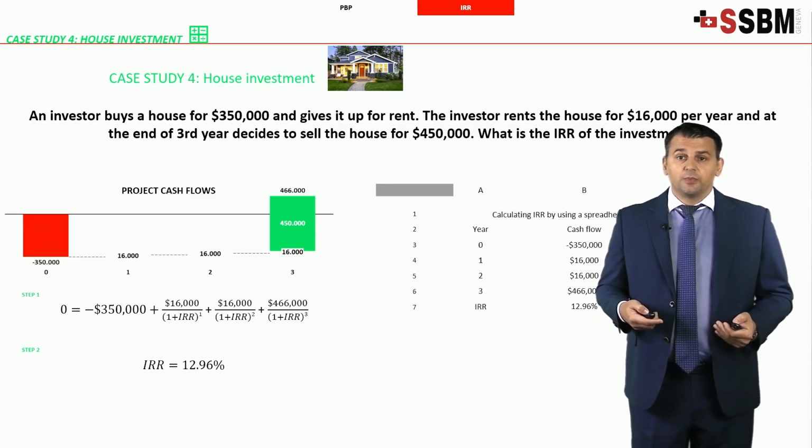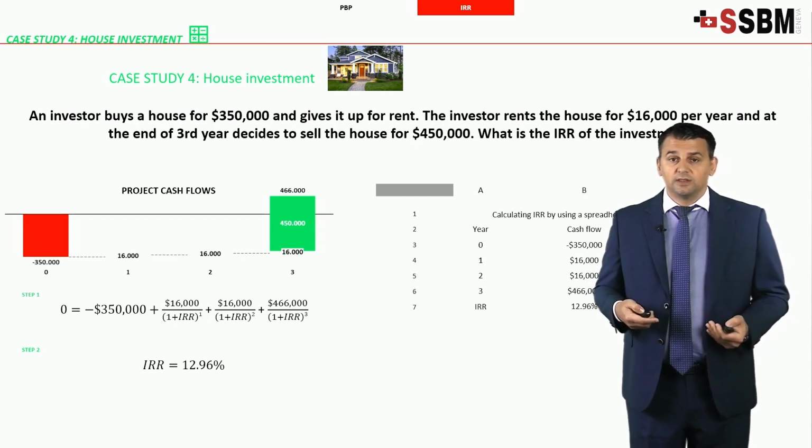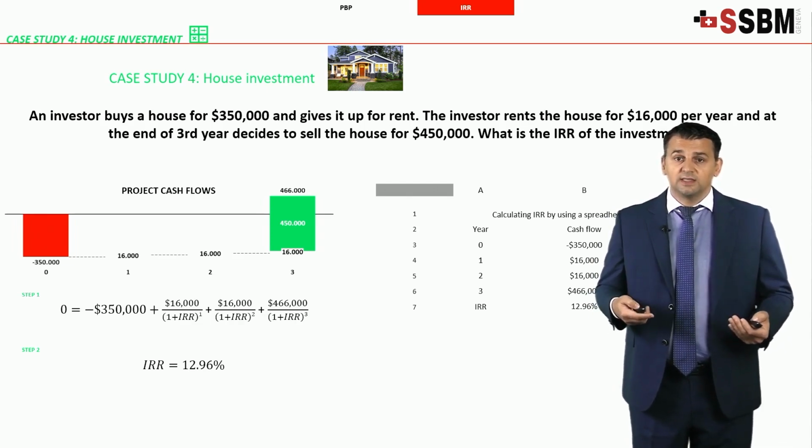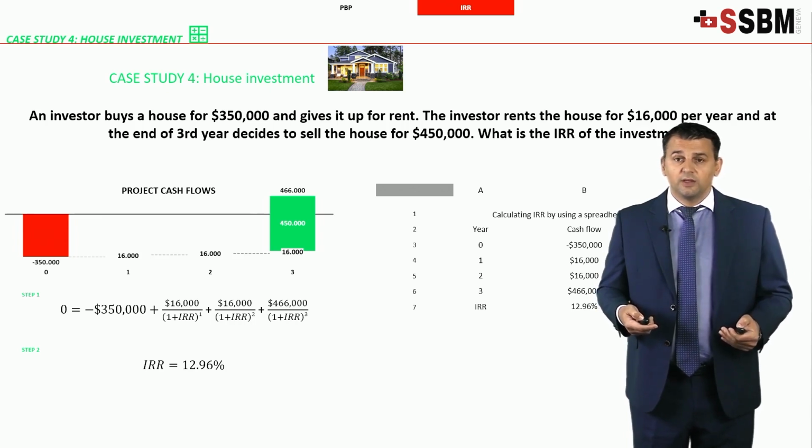So your return here is 12.96%. So you can also do it here in a table where you add different inputs in different cells in Excel. Minus 350 for investment, it's 0 today, now for the first year 16, and 466,000 in year 3.